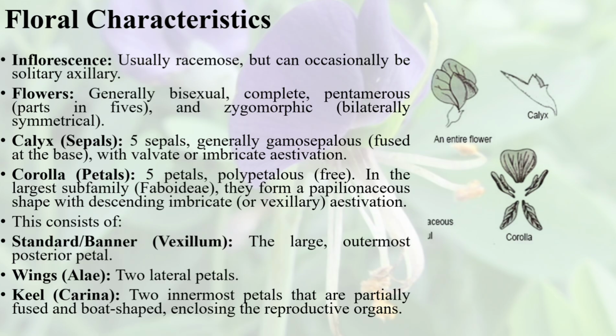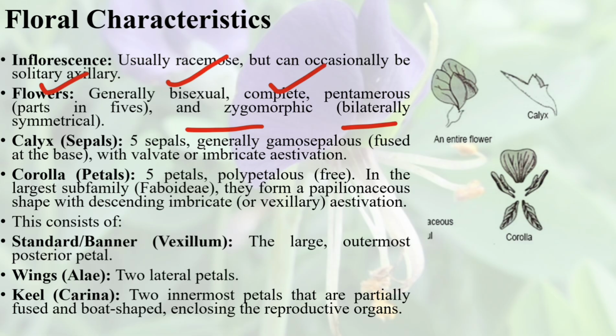Next, floral characteristics. Inflorescence is mostly racemose, but occasionally can be solitary axillary. Racemose, where the flower bud can grow indefinitely, and newly formed flowers are borne on the top of the stem or bud. Flowers are generally bisexual, which are complete, having all the whorls, pentamerous flowers, where calyx and corolla are all in 5. Zygomorphic, that means it shows bilateral symmetry.